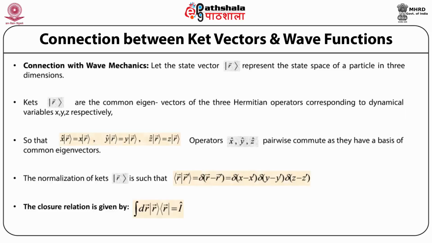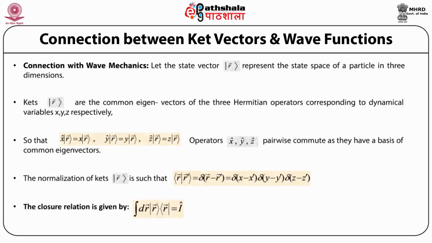If you write it in mathematical form, the operator x acting on the ket vector r gives us the eigenvalue x times the ket vector r. Similarly, the operator y acting on the ket vector r gives us the eigenvalue y times the ket vector r, and so on for the z dimension: the operator z acting on the ket vector r gives us the eigenvalue z times the ket vector r.